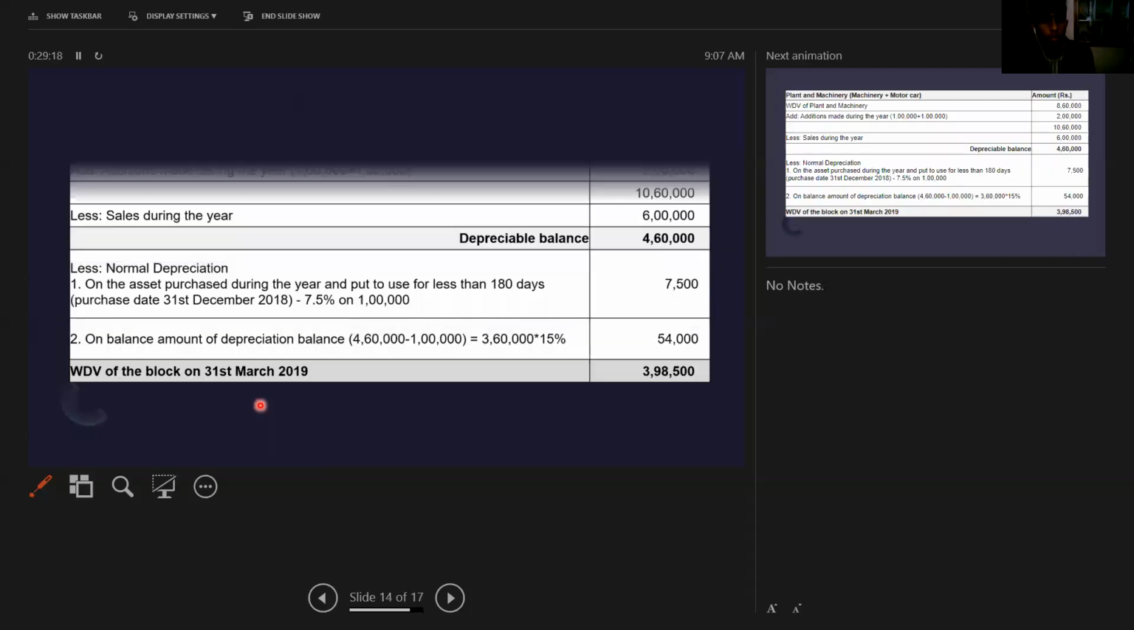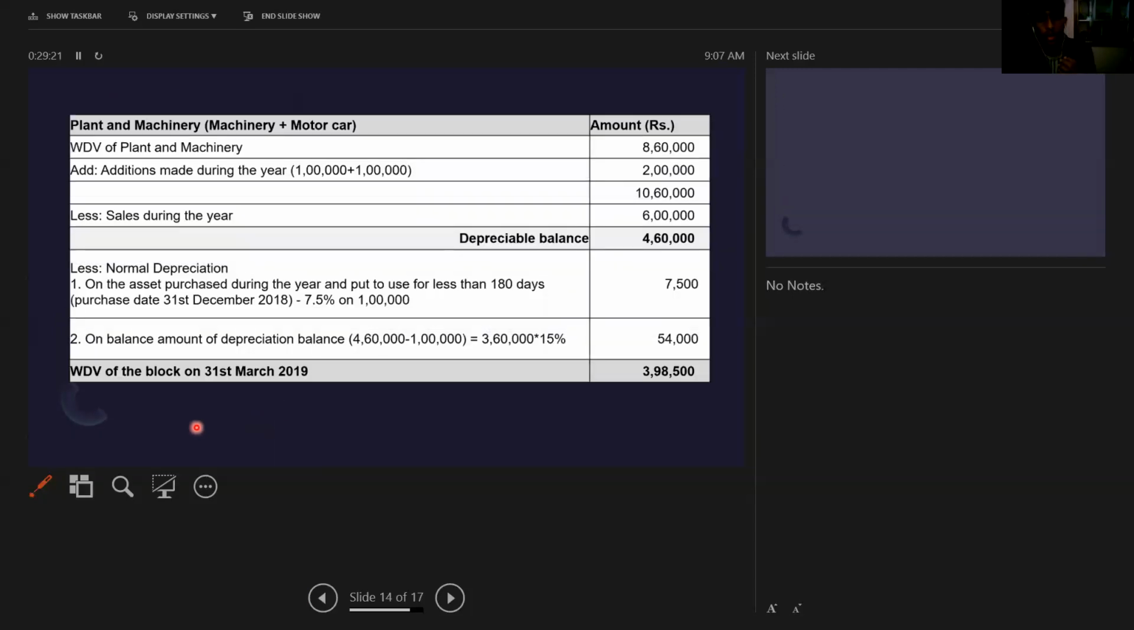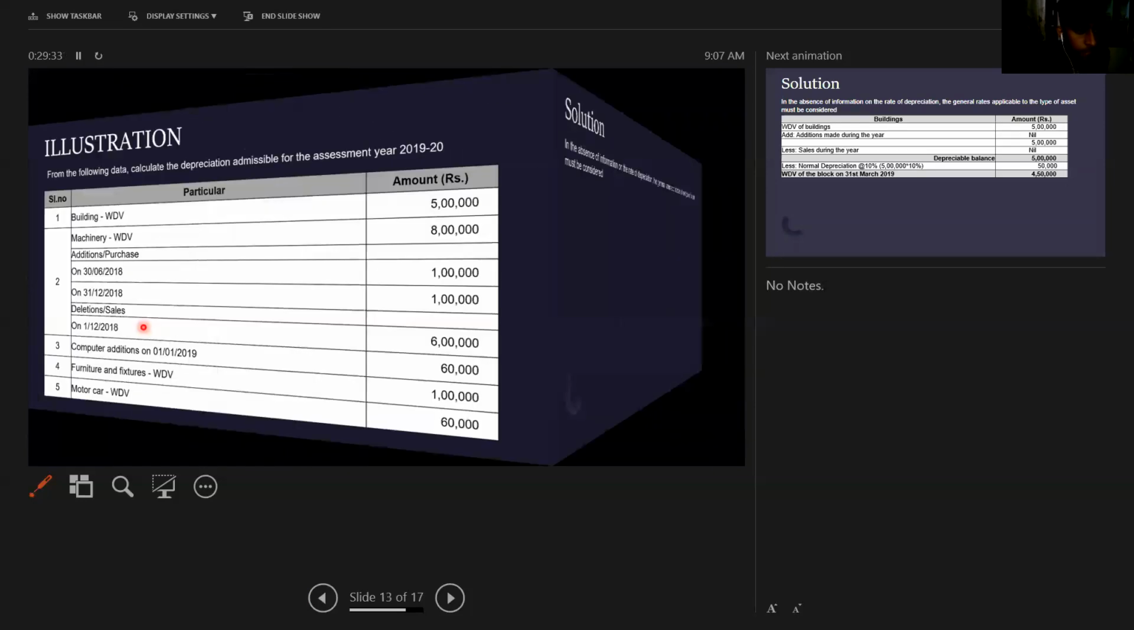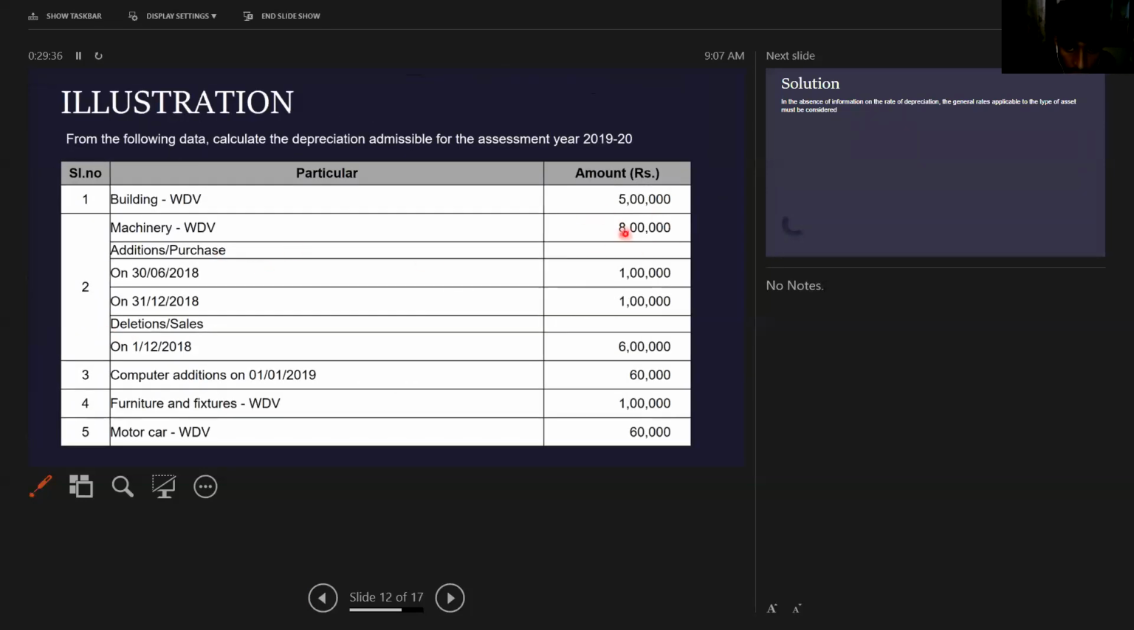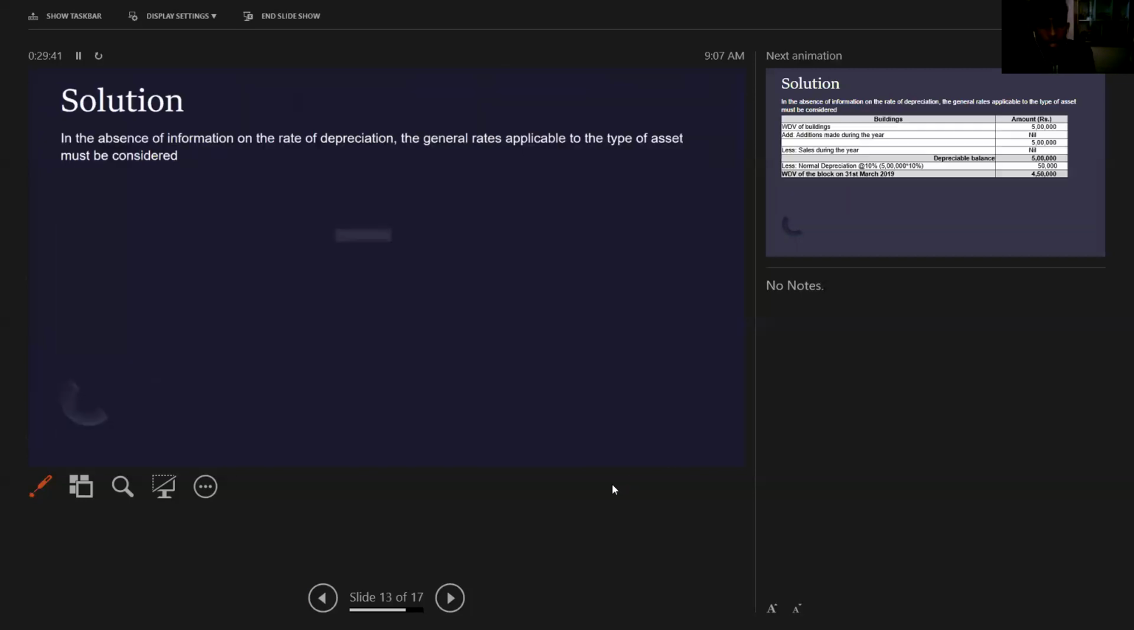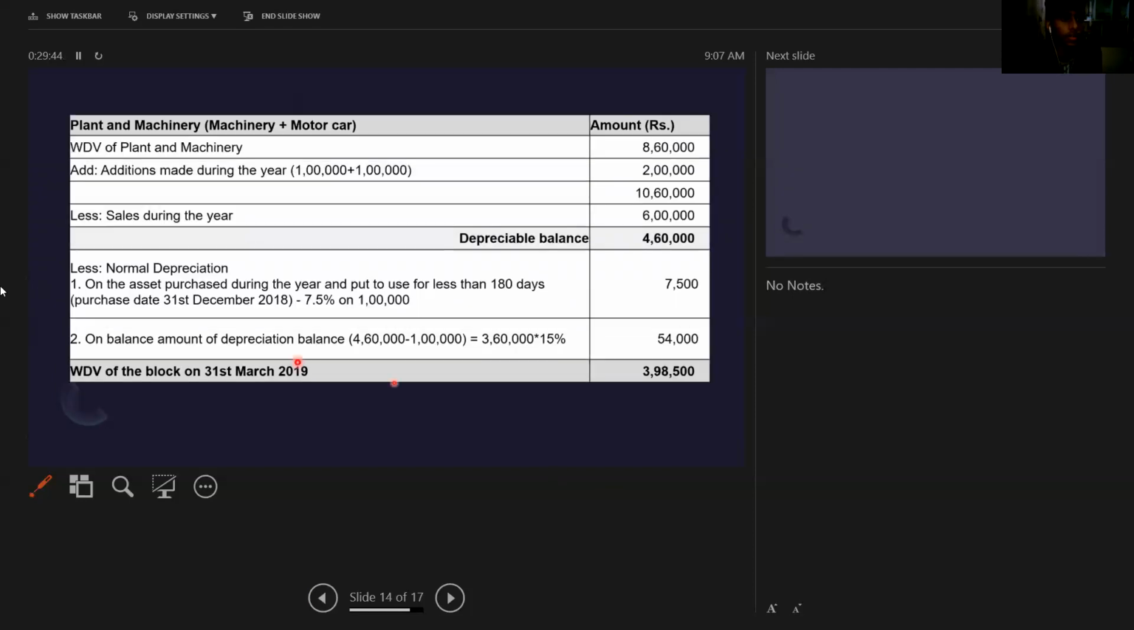Next, now let's go on to plant and machinery. If you can see, both machinery as well as motor cars fall into the same block. Here you can see in the question, the machinery's written down value is 8 lakhs and motor car's written down value is 60,000. Because we are combining motor car into the same block, the written down value of plant and machinery is 8 lakhs plus 60,000, that is 8 lakh 60,000.